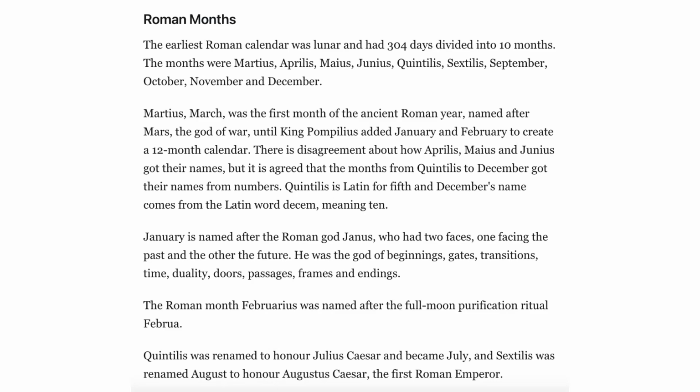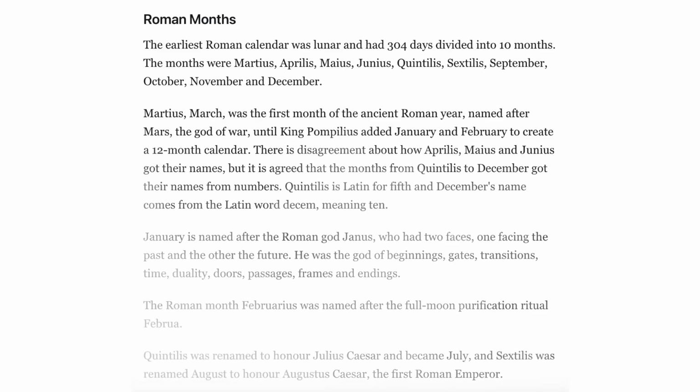January is named after the Roman god Janus, who had two faces, one facing the past and the other the future. He was the god of beginnings, gates, transitions, time, duality, doors, passages, frames, and endings. The Roman month, Februarius, was named after the full moon purification ritual, Februa. Quintilis was renamed to honor Julius Caesar and became July, and Sextilis was renamed August to honor Augustus Caesar, the first Roman emperor.